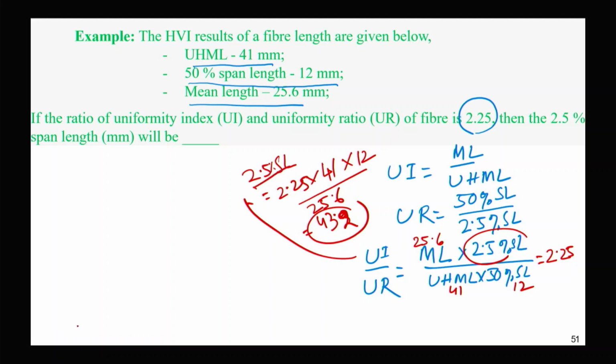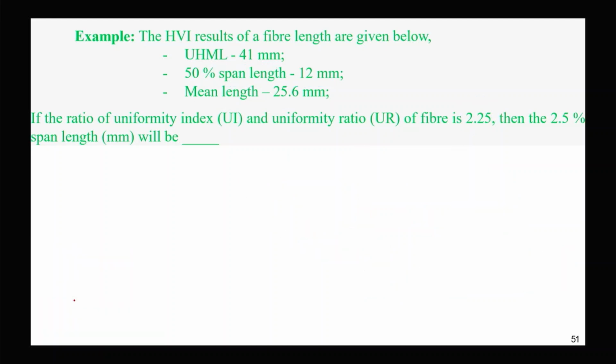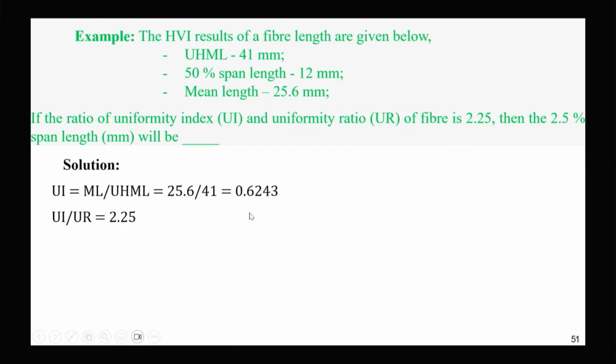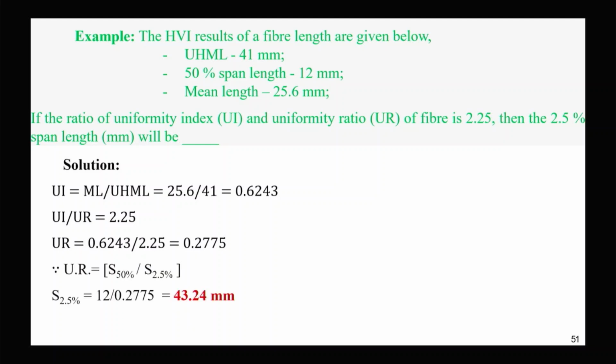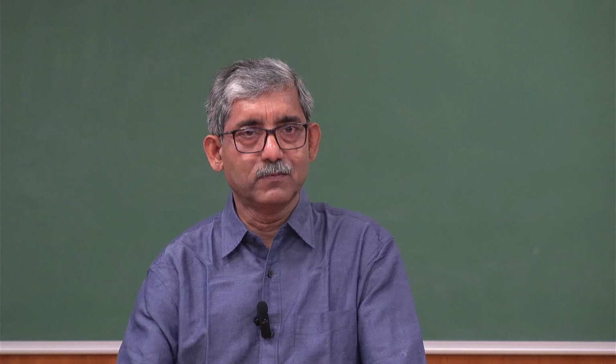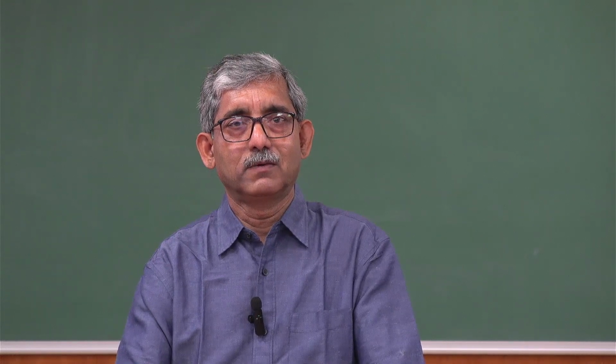Let us see. Stepwise, the uniformity index is given, you can calculate. Then 43.24 is the answer. So this type of numerical one can always try, and one should try to do it based on the actual data from the fibrogram.